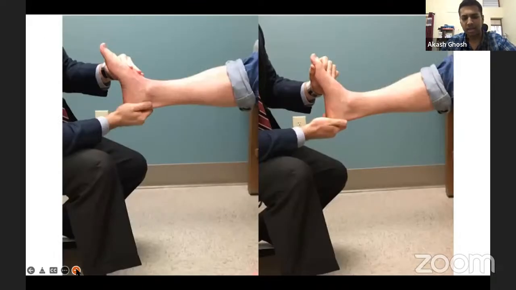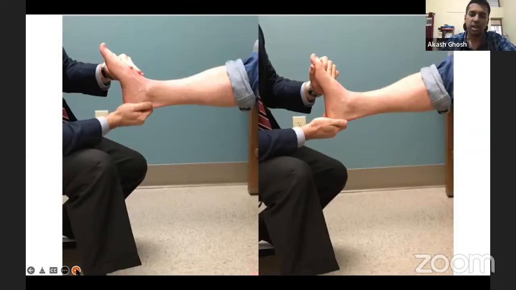This is an article I saw. They compared the efficacy of a two-hand technique versus a single-hand technique in the Silfverskiöld test, and the result was they were overestimating the dorsiflexion when they did it with a single hand.